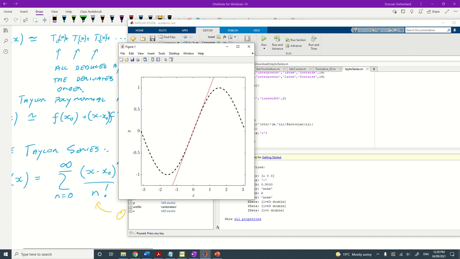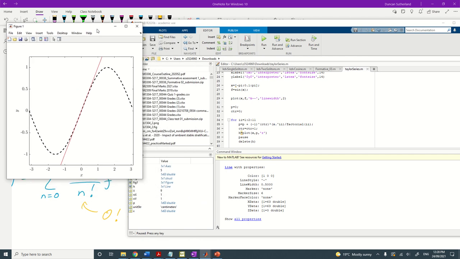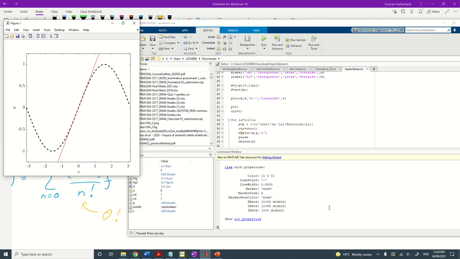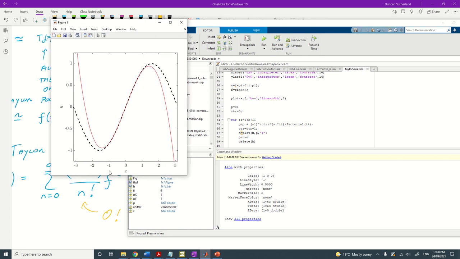So the constant term plus this term here. The derivative matches at x naught equals zero. So you see that it's a good approximation near zero, but it gets bad out here. So the next step is to try a higher order approximation. It happens to be a cubic. And you see that you're starting to get the curve, so you get a better approximation up here and down here.